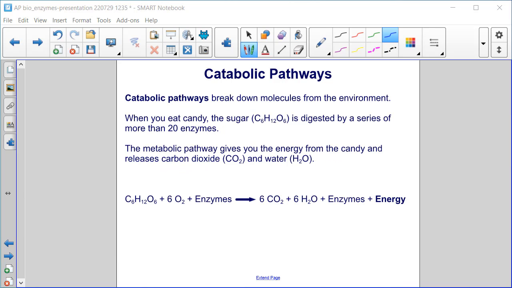Catabolic pathways break down molecules from the environment. When you eat candy, the sugar is digested by a series of more than 20 enzymes. So we have our sugar, oxygen, and enzymes. The metabolic pathway gives you the energy from the candy and releases carbon dioxide and water, and of course our enzymes are unchanged.